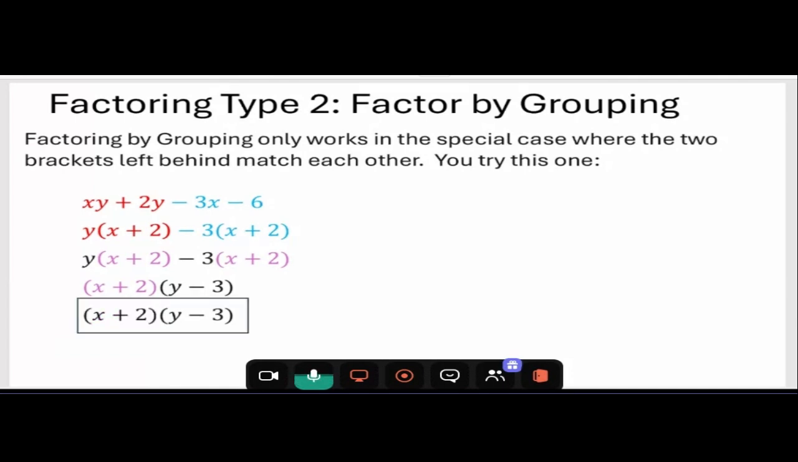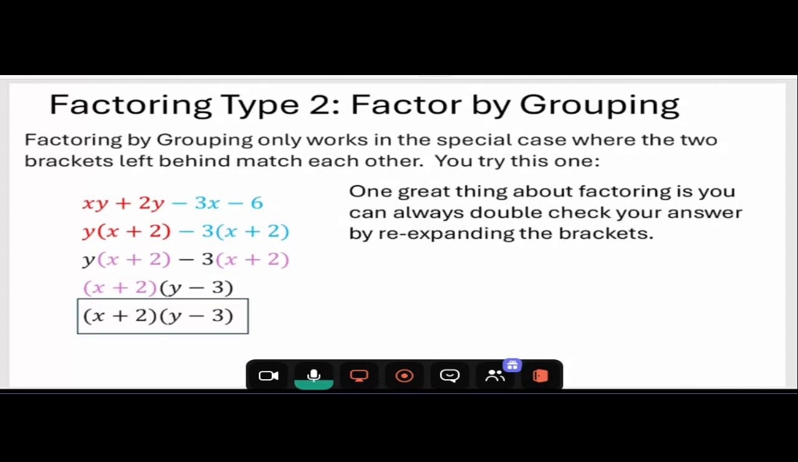Okay, so type 2, not that important, but you will get a few factoring by grouping questions. Not nearly as many as common factoring and the other 2 types that we still have to do, one today and one next class. One wonderful thing about factoring is you can always double check your answer, as we said, by re-expanding the bracket. So let's take that answer that we got, and we're going to expand that bracket.